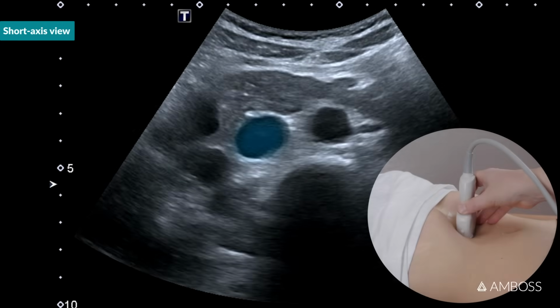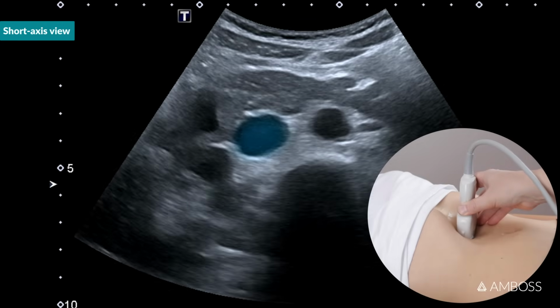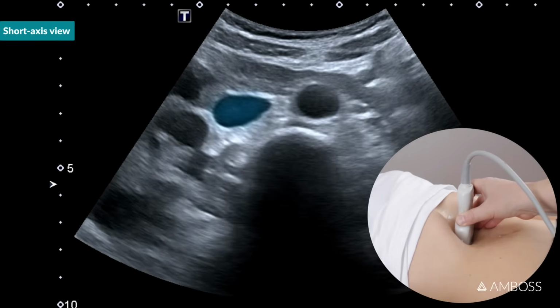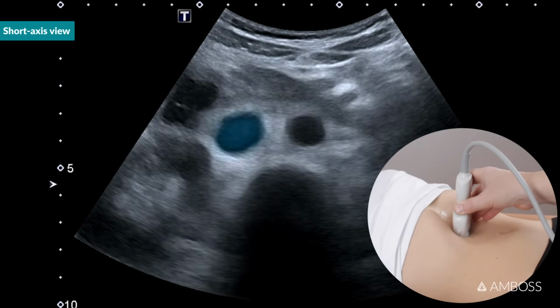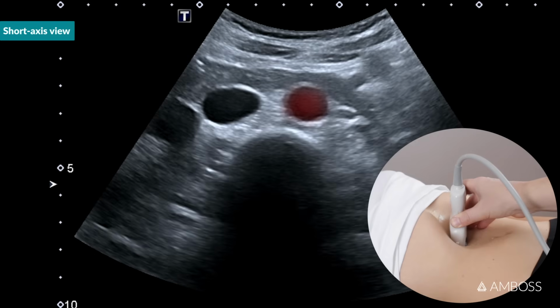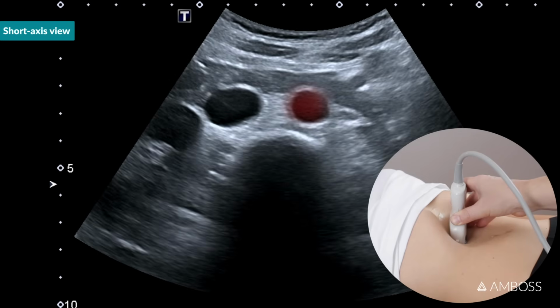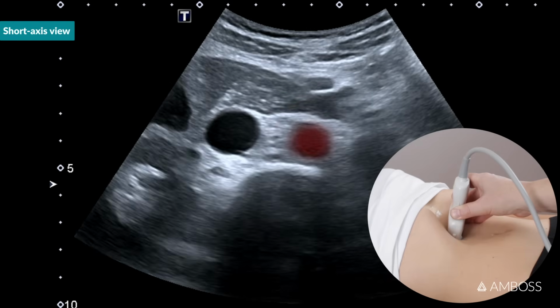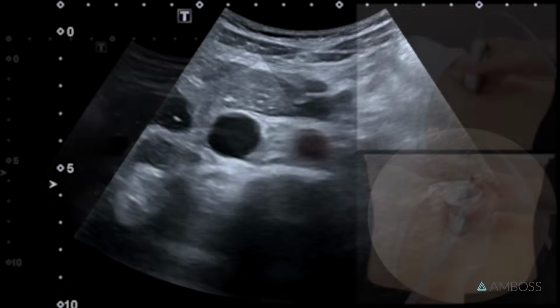The IVC has a thinner wall than the aorta and can usually be compressed quite easily with the probe. In contrast, the aorta is thick-walled and almost impossible to compress, remaining circular under the probe. It also pulsates much more noticeably than the IVC.